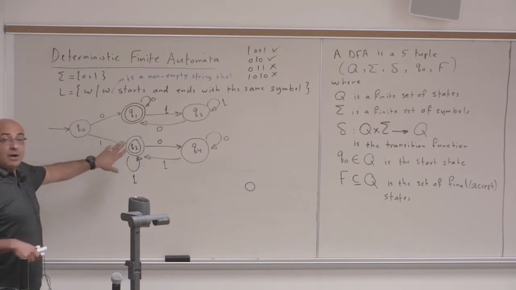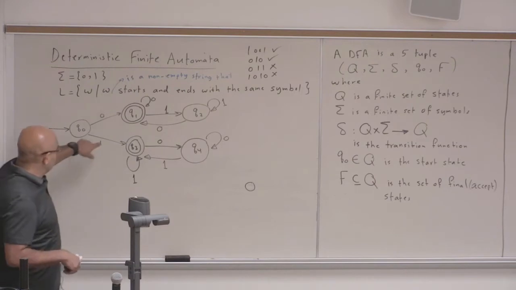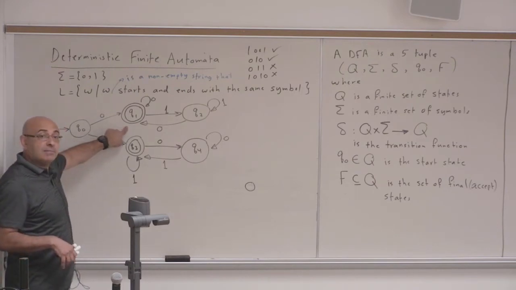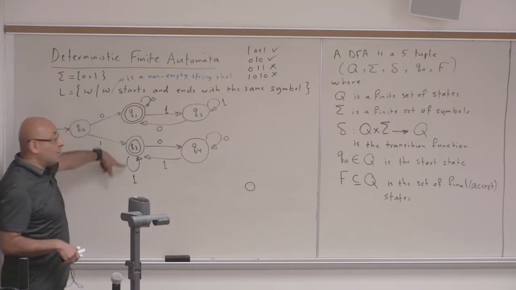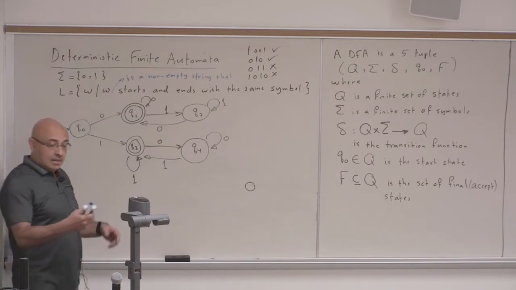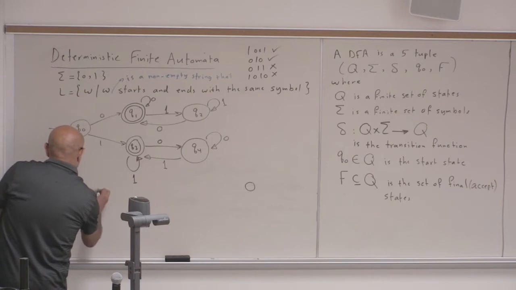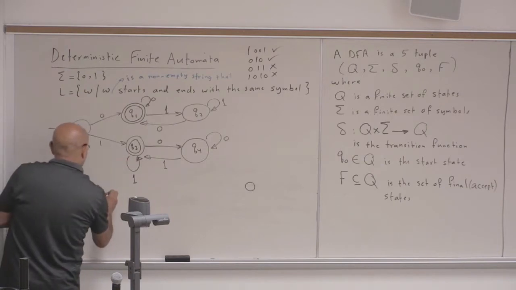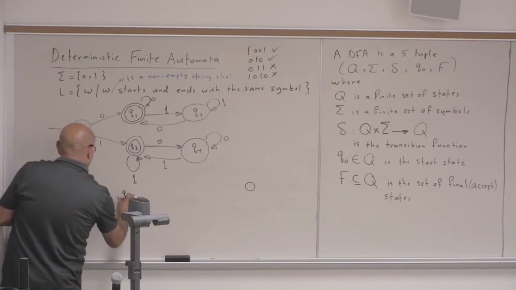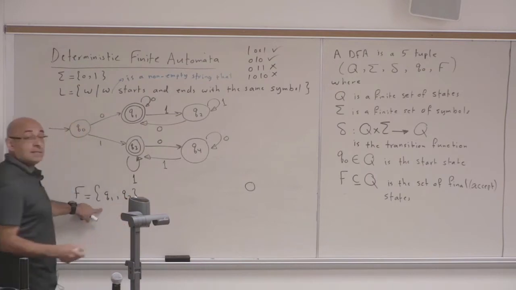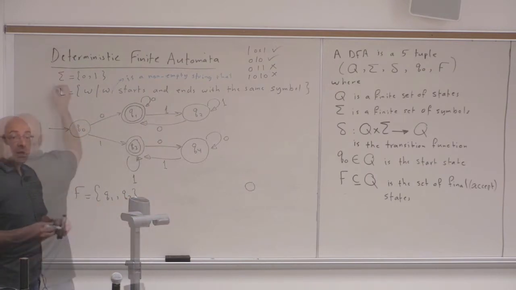Any questions or doubts about this? Okay, the reason I gave this example is to show you that some DFAs may have multiple accept states. Here, the set of accept states is the set {Q1, Q3}. This is the set of final states or accept states.